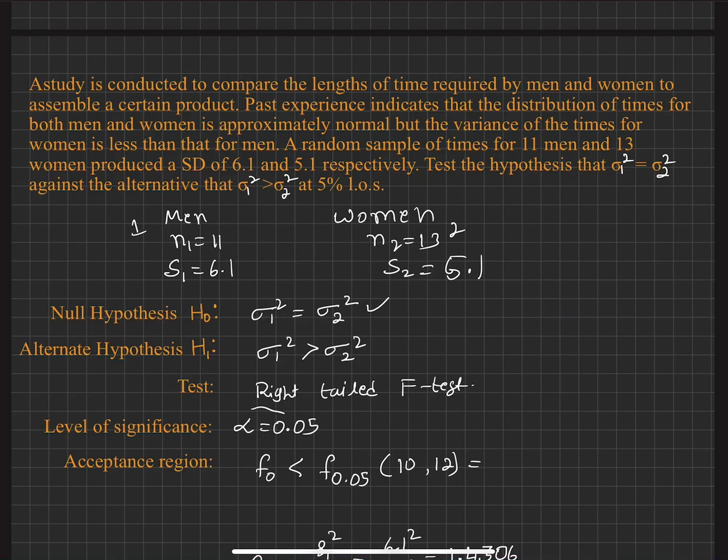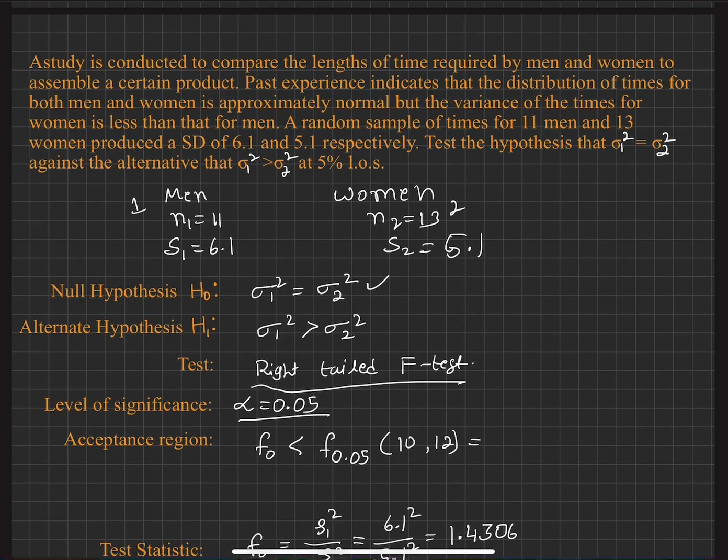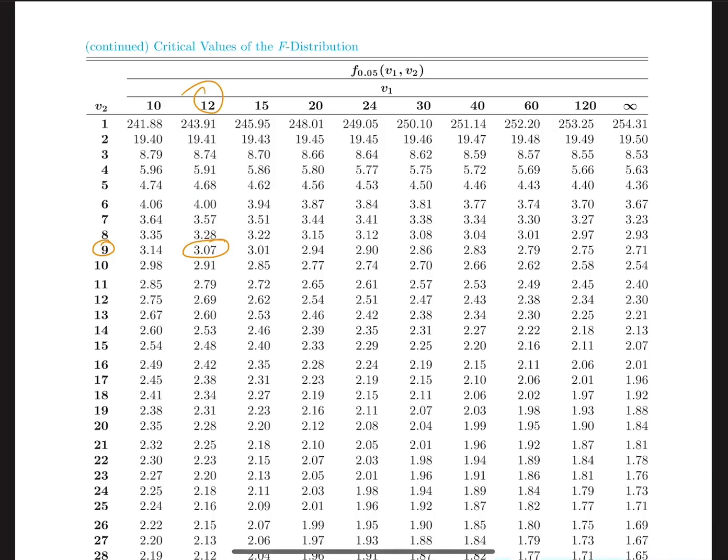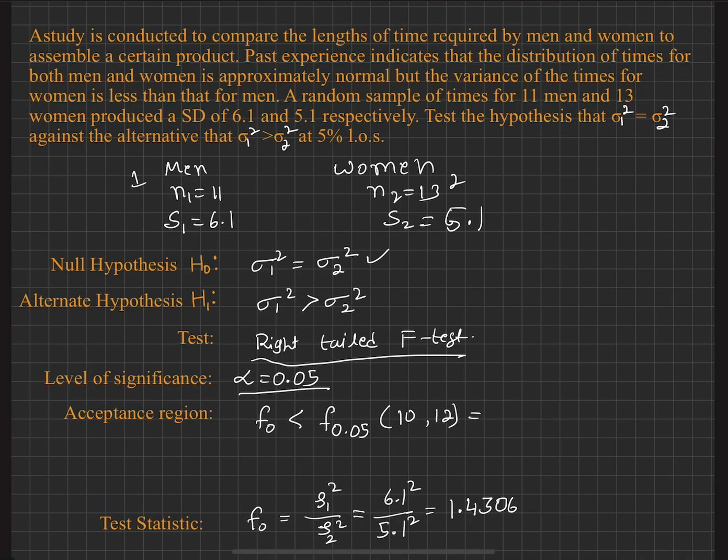So it is a right-tailed F test we have to apply, and the level of significance alpha is given as 0.05. The acceptance region will be F naught less than F 0.05 of 10 comma 12. We need to determine F 0.05 of 10 comma 12. V1 is 10, V2 is 12. That value we get as 2.75.